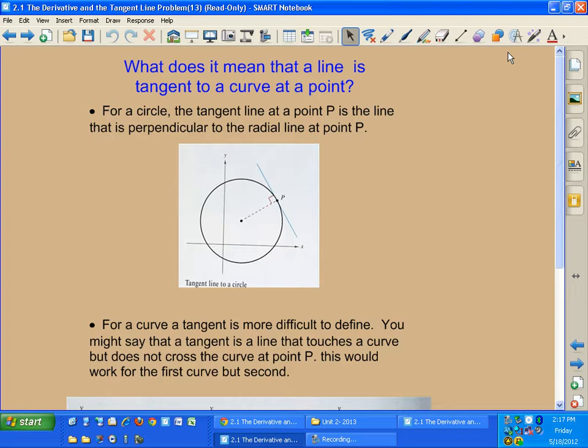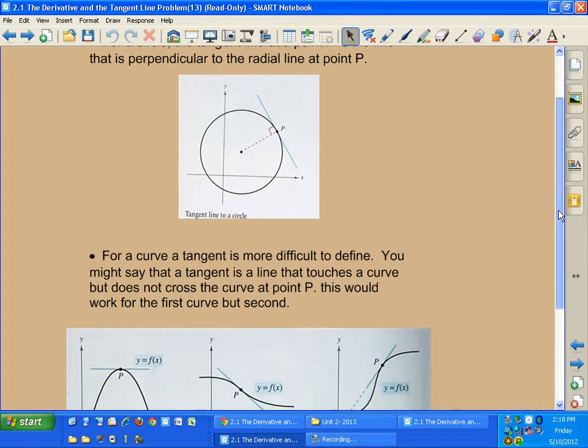What this basically means is, first we need to talk about what a tangent line is. You probably remember from geometry class or maybe trig class that a tangent line touches the circle at one particular point and is perpendicular to the radius. But then how does this work when we're dealing with curves?